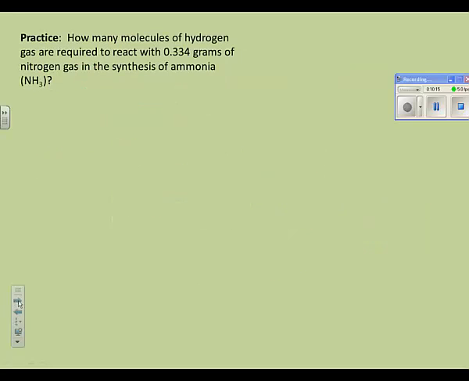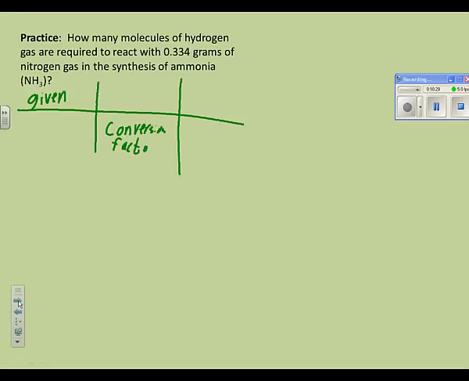I hope you guys have figured out that there is a pattern here. I'm going to go ahead and give the pattern. I want to see these in your notes. So you have the given here, then you have a conversion factor, then you always have 1 mole given.